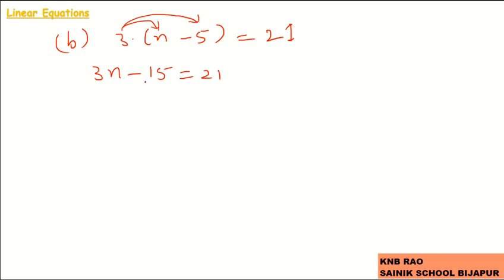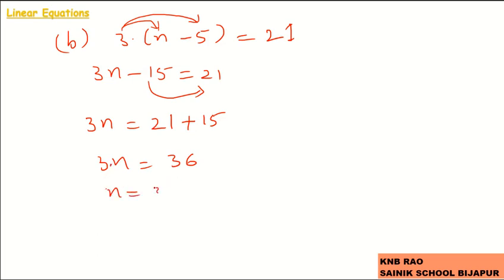This is a known form. Now we will transpose minus 15, that is the subtrahend, to the right side, where it becomes the addend: 3n equals 36. It implies n equals 12, because the 3 which is multiplying, if it comes to this side, does division. So therefore n equals 12 is the solution. This is how you can solve the equations of this model.